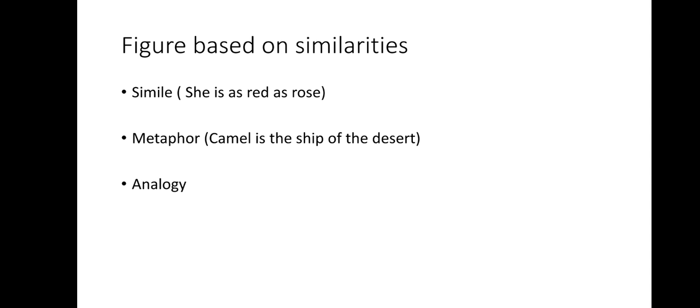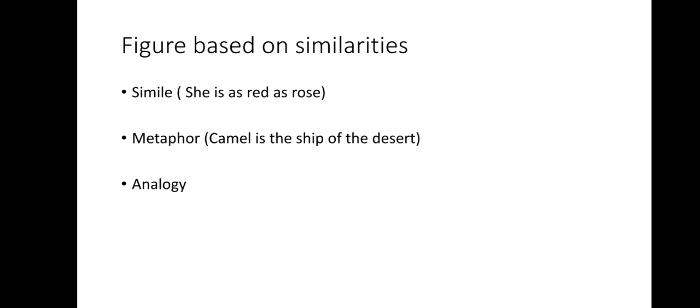Okay, so let us move to our very basic figures of speech which we have already heard. Our first figures are based on similarities. Okay, so the first type of figure of speech is simile. We have learnt about simile since our early days. Simile is a comparison between two unlike things using like and as. I have given one example here: She is as red as a rose.